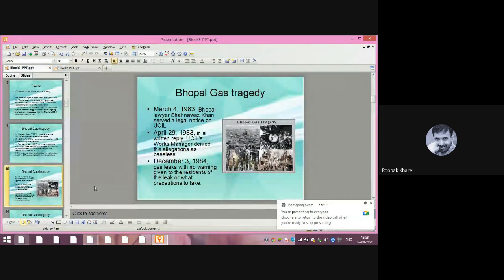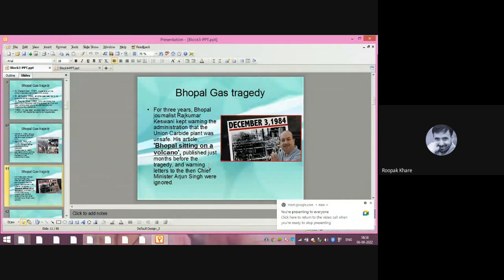Now, more to it. For 3 years, since 1981, Bhopal journalist Rajkumar Keswani kept warning the administration that the Union Carbide plant was unsafe. This man was writing in newspapers, he was sending letters to the authorities, but nobody lent ears. Nobody. The article was named Bhopal sitting on a volcano.